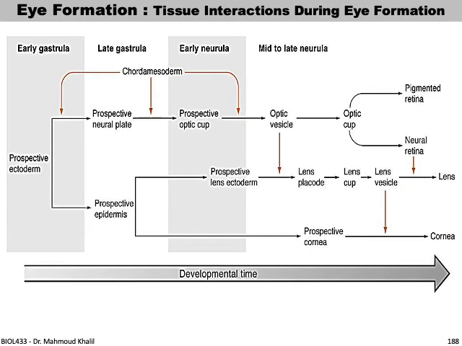Soon after that, in mid to late neurula, the optic vesicle gives the optic cup and the pigmented retina and neural retina, while the prospective lens ectoderm gives the lens placode, lens cup, and lens vesicle, and once there is activation of the neural retina, it will give the lens. The lens vesicle as well activates the prospective cornea to be the functional cornea.